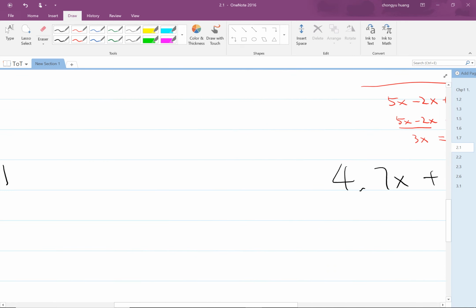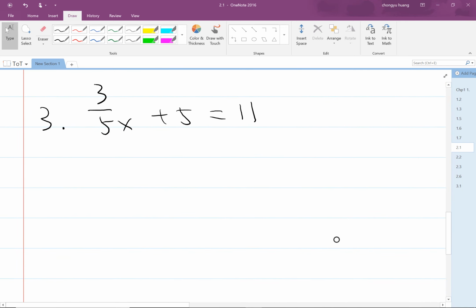Okay, so let's move into question 3. Hope as we do more questions, you guys will get a better understanding overall. Here we have 3 over 5 x plus 5 equals 11, right? So basically how do we solve this question? Remember what I said before? I said keep the variable on one side, and we have to move the integer to the other side. So we keep 3 over 5 x on one side because it is a variable, and then we move 5 to the other side, so plus 5 becomes negative 5, right?